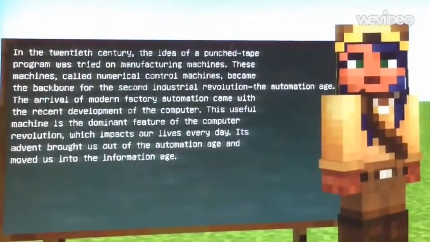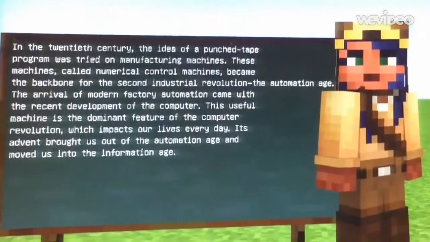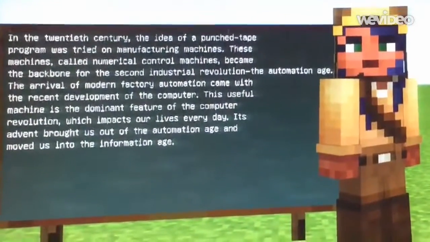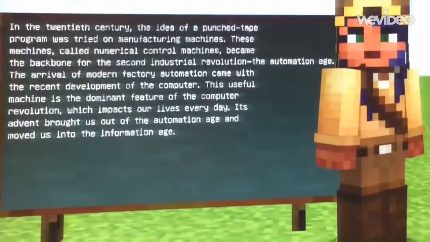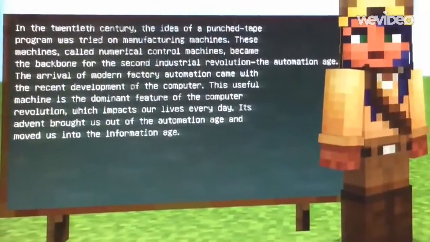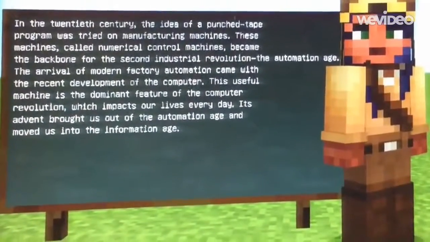The arrival of modern factory automation came with the recent development of the computer. This useful machine is the dominant feature of the computer revolution, which impacts our lives every day. Its advent brought us out of the Automation Age and moved us into the Information Age.